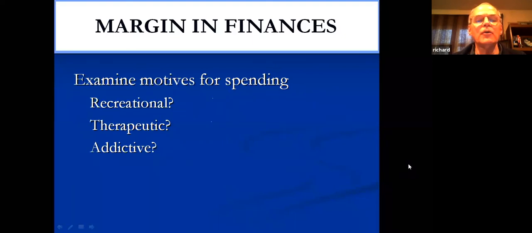And examine some motives for spending. Recreational. A lot of people are a little bored, so they go buy some stuff, and you know that kind of feels fun for a lot of people. Other people, therapeutic. In other words, they're not bored, but they're down and melancholic, and then they go and buy something, and you know that works too, but it's very short term. And after a while, you're back to baseline again. And addictive, also very common. So just regard these three motives for spending and beware of them. You know, there's a lot of impulse buying.